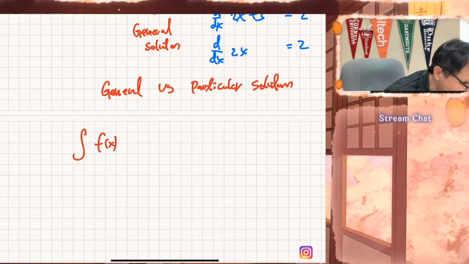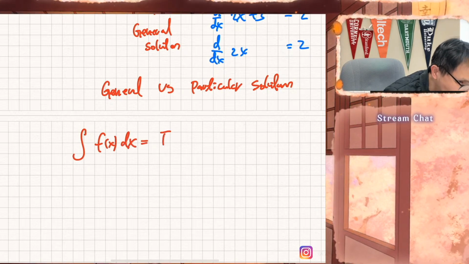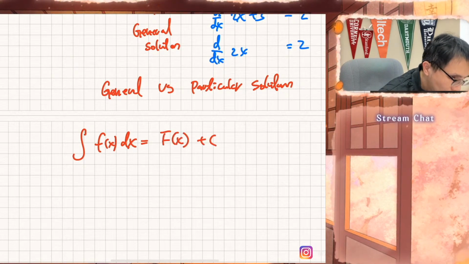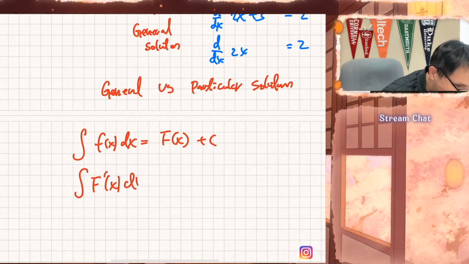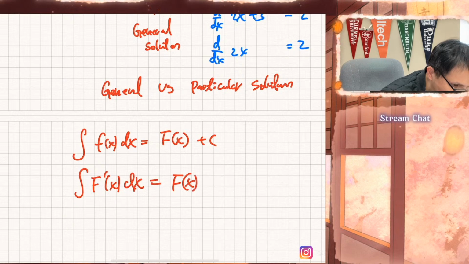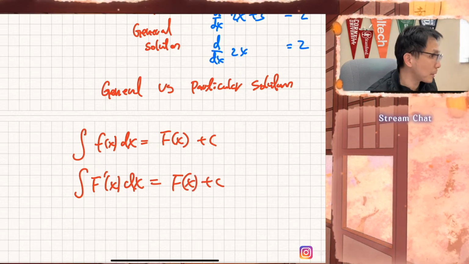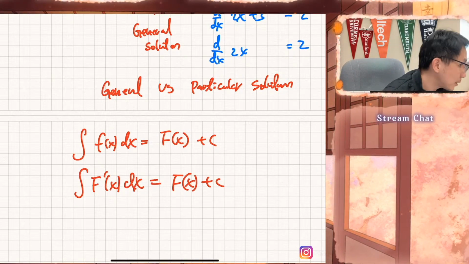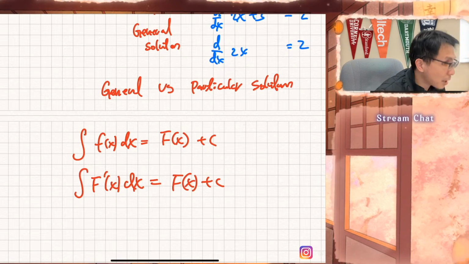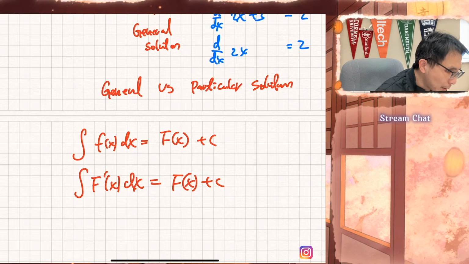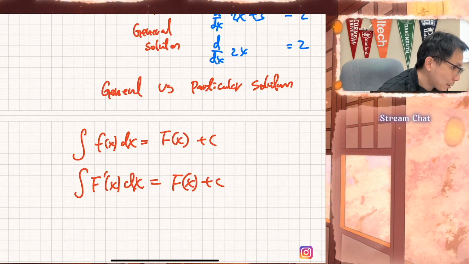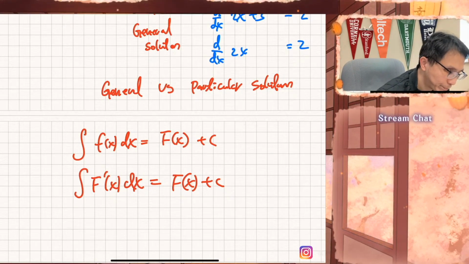The integral of f of x dx is equal to F of x plus c. Also, I can rewrite it as the integral of F prime of x dx is also equal to F of x plus c. There is no difference between those two. It's just a notation difference, because we already established that capital F prime of x equals f of x, so it doesn't matter which equation it is.